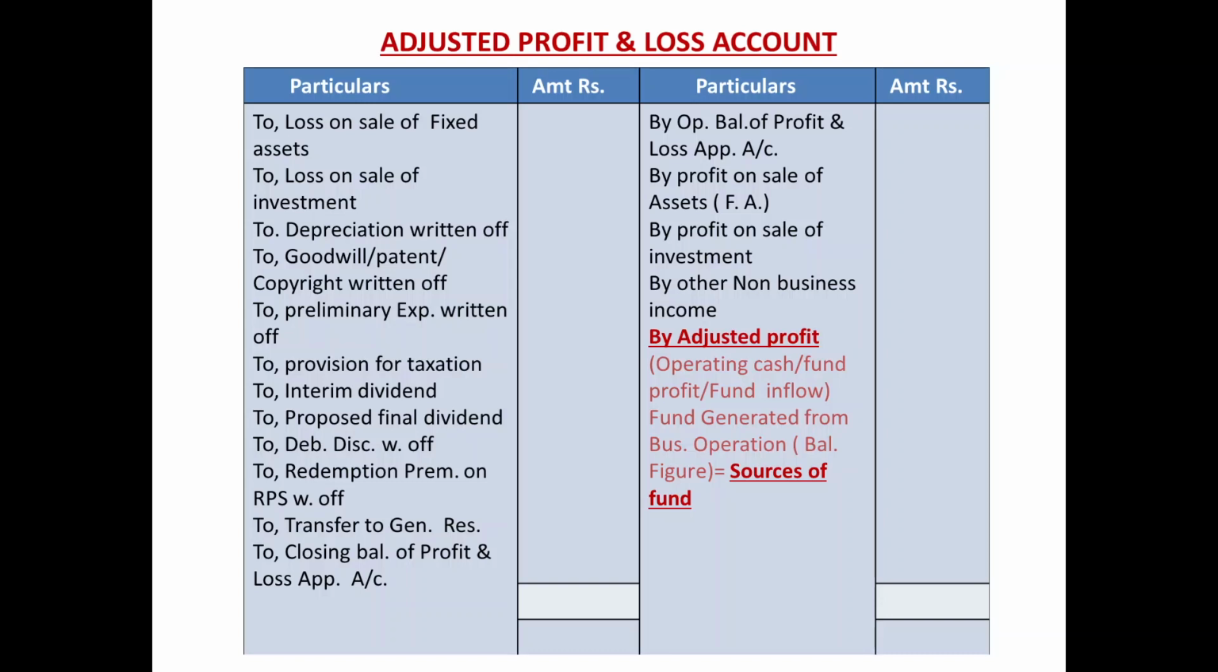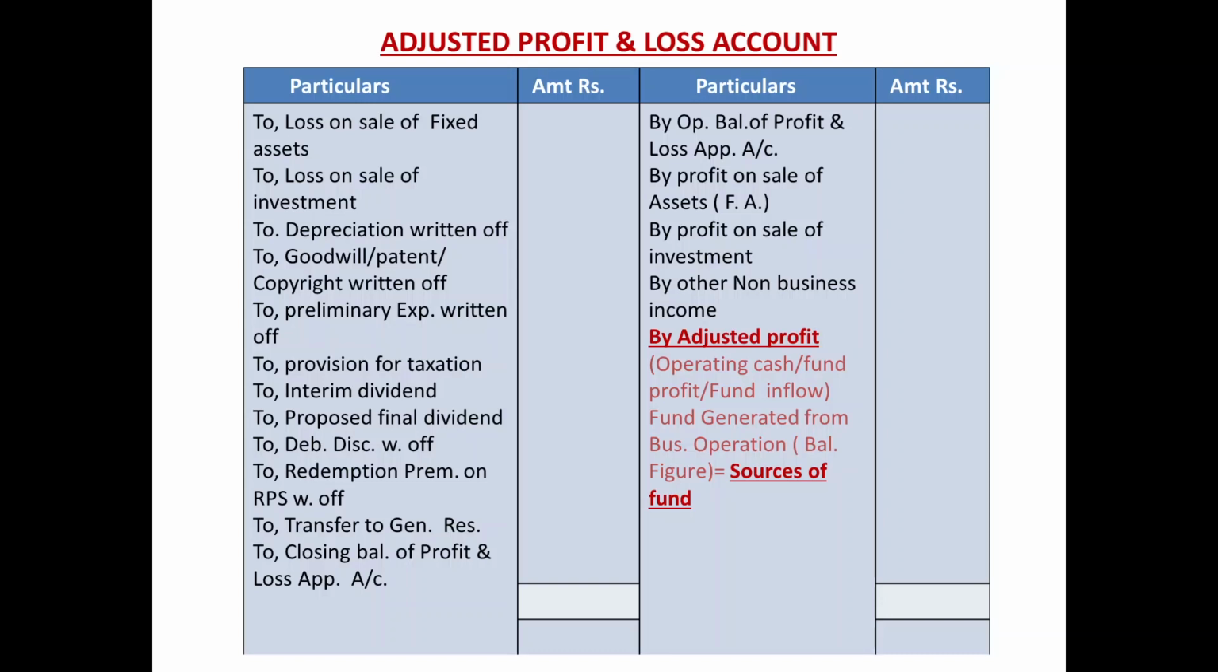On the right hand side, on the credit side, I have shown it in red font. Have a look at the items recorded on the left hand side or debit side: loss on sale of fixed assets, loss on sale of investment, depreciation written off, goodwill, patent, copyright written off, preliminary expenses written off, income tax provision, interim dividend, proposed final dividend, debenture discount written off, redemption premium on RPS written off, transfer to general reserve, and closing balance of profit and loss appropriation account. These were the items on the left hand side or debit side.